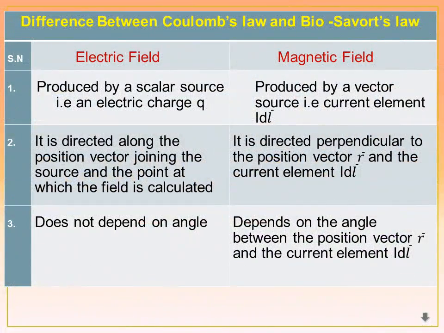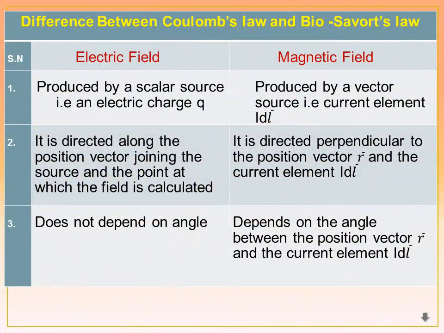Now let's see what the differences are between Coulomb's law and Biot-Savart law. Same as the similarities, let us see it in the electric field and magnetic field. First, the electric field is produced by a scalar source, that is an electric charge Q. The magnetic field is produced by a vector source, that is the current element IDL.